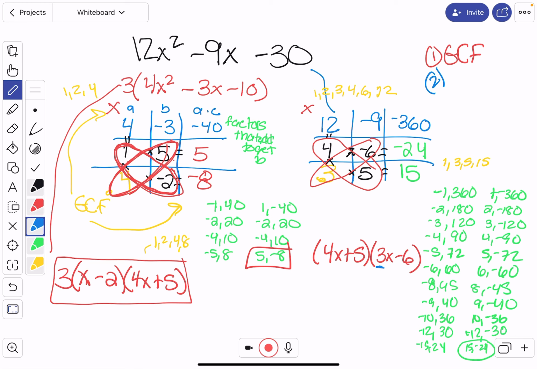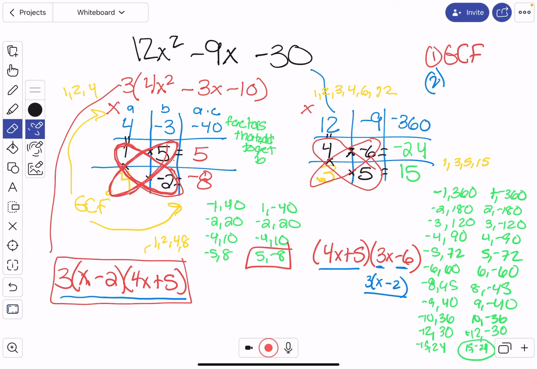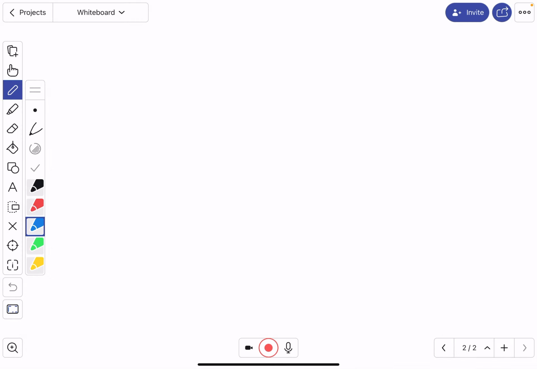Now looking at this, these are both divisible by 3. So I'm going to take out that 3. 3 divided by 3 is 1. Negative 6 divided by 3 is negative 2. And now we're left with the same exact pieces that we have over here. So it doesn't matter if you factor out your greatest common factor first or last. You just work with smaller numbers if you do it first. I'm going to walk you through one more and then let you go. This is just a short video.